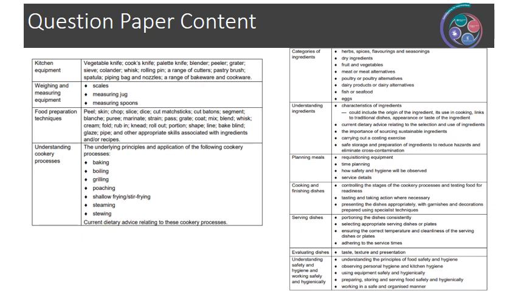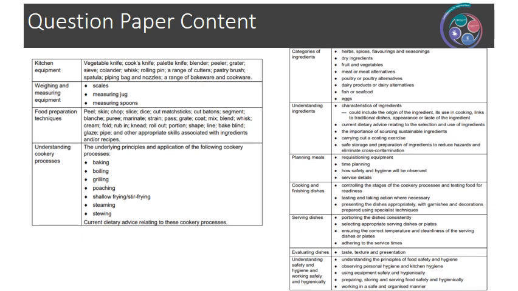The categories of ingredients you should know about are herbs, spices, flavourings and seasonings, dry ingredients, fruit and vegetables, meat or meat alternatives, poultry or poultry alternatives, dairy products or dairy alternatives, fish or seafood, and eggs. You should have an understanding of different types of ingredients.